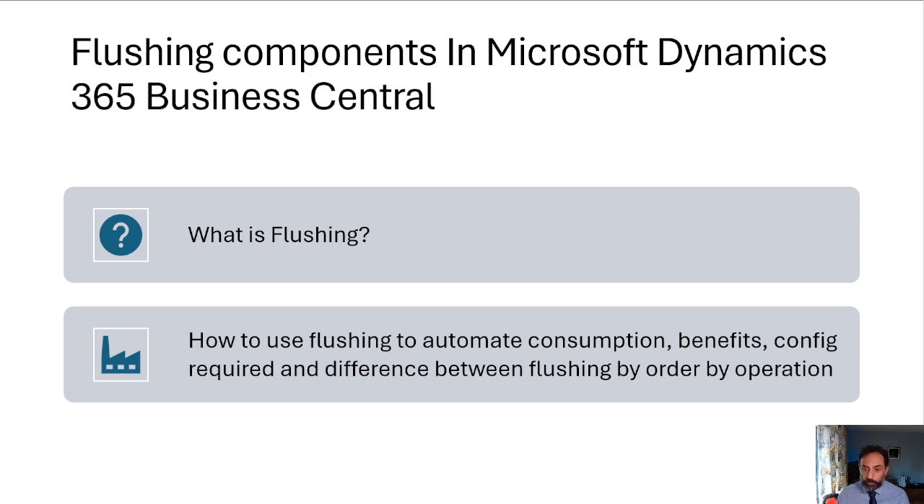So we will learn how to use it and the difference between flushing by order or by operation, because the two can be a bit misleading, and there is no item setup to define flushing by order or by operation. We will need to use what Business Central calls routing links. And so routing links and flushing allow us to separate flushing by order or by operation.